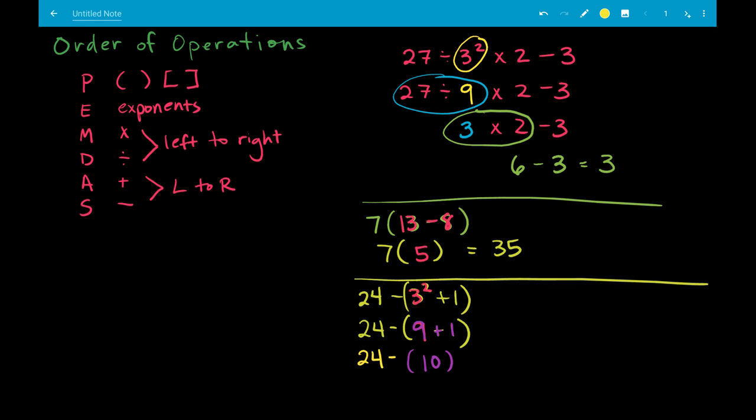At this point, I don't need to write the parentheses around that 10, so I can erase that. Okay, so 24 minus 10, I now subtract. The answer is 14. And I'm done. It's been evaluated. Let's look at one more example.